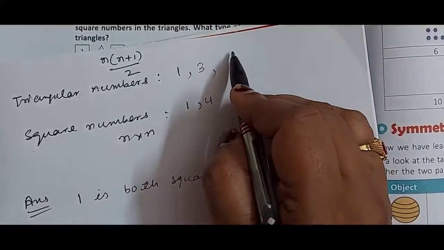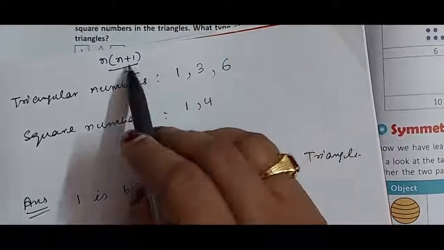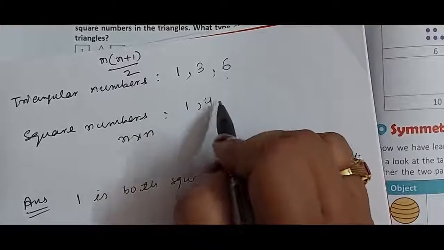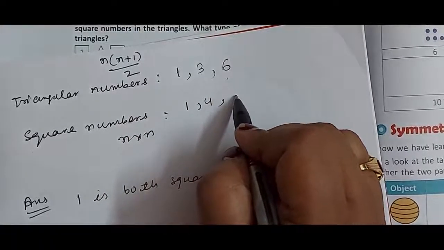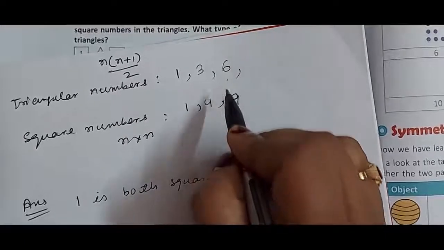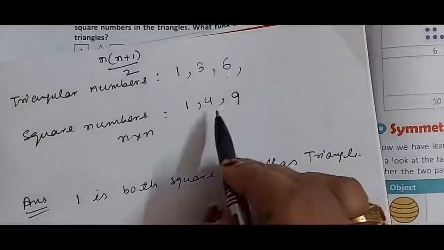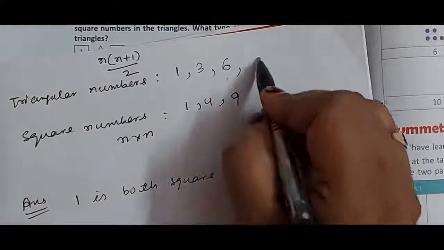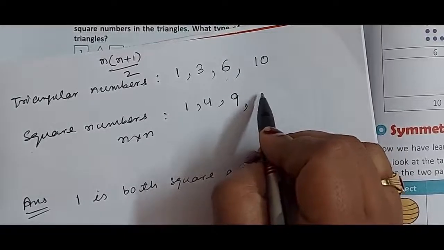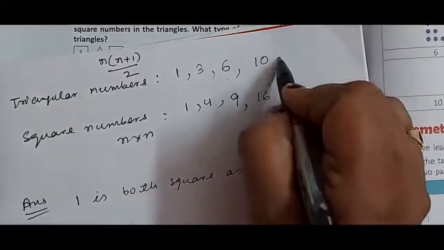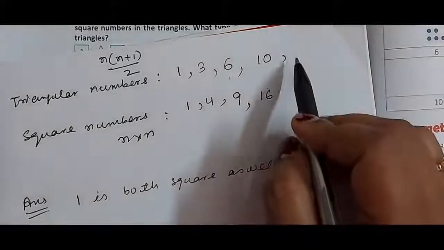Third triangular number, you can see here, it is 6. It was 3 into 3 plus 1 by 2, so it is 6. And here 2 square is 4, so 3 square is 9, so not matching. Then comes the fourth triangular number, that is 4 into 5 by 2, so that is 10. And here for 4 it is 16. After 10, what is the next triangular number? You find out.